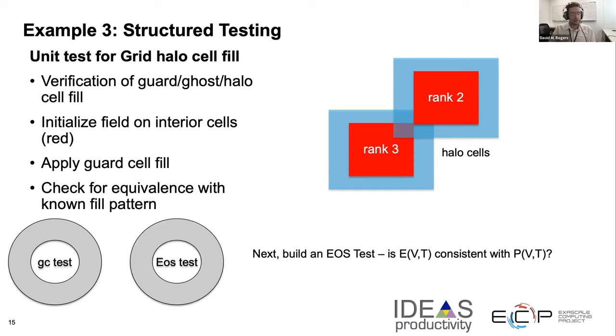There's another module to the code called the equation of state module, which computes things like energy as a function of volume or pressure as a function of volume. And you can run the equation of state on a single grid cell. And so that equation of state test becomes one single module test that's run on its own.